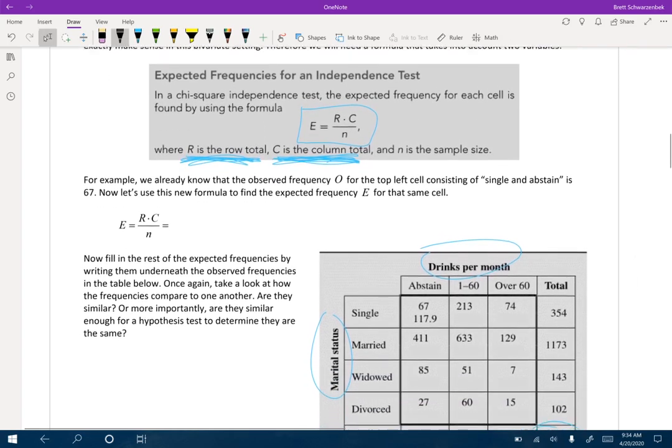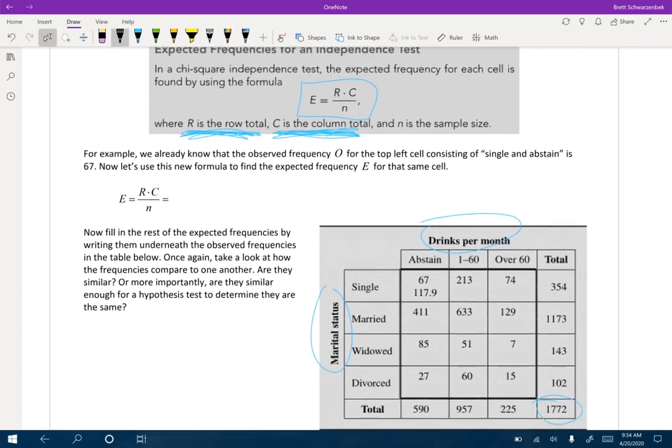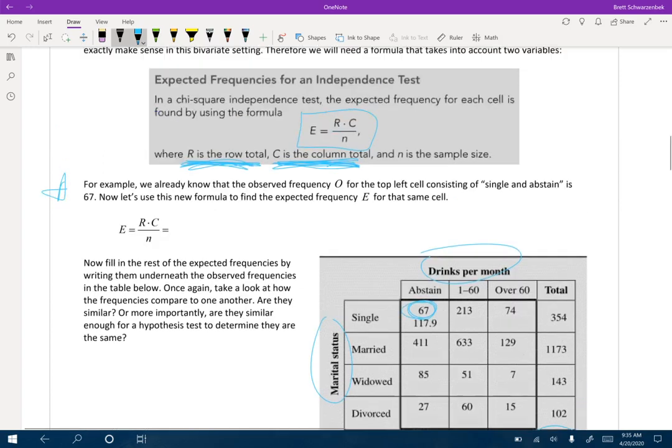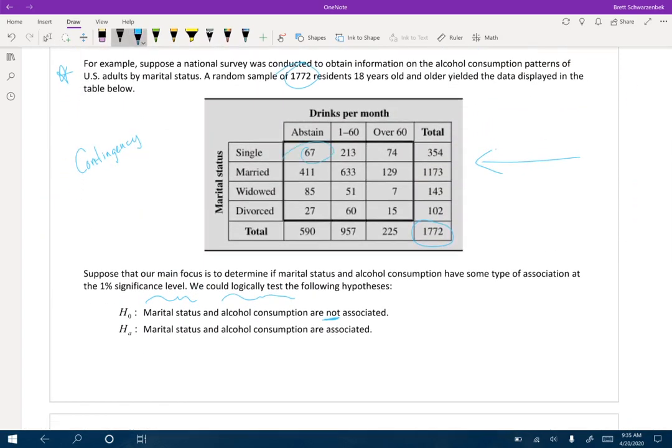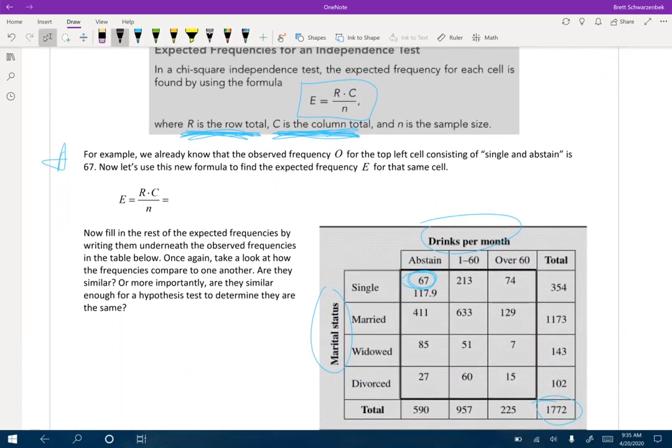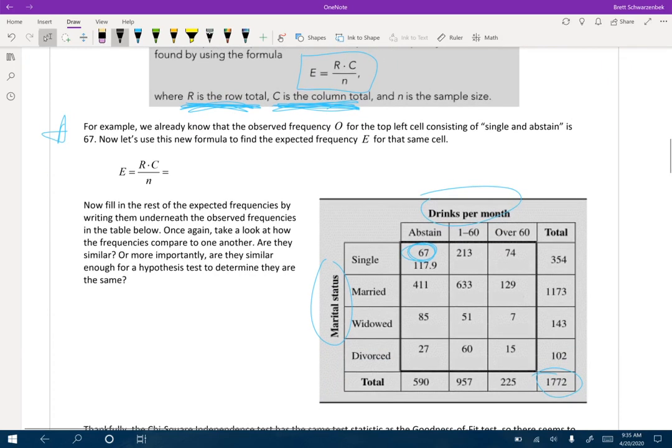So let's try an example of that. We already know that the observed frequency O for the top left cell, consisting of single and abstain, is 67. Remember, that was here. So that was our O for our variable. Let's use this new formula to find the expected frequency for that same cell. This is how you do it. It's super simple, nothing complicated.